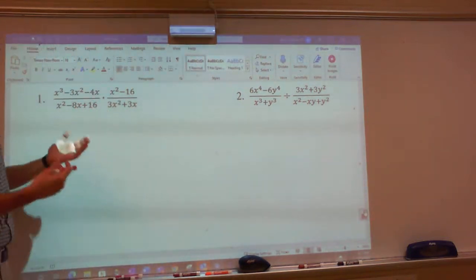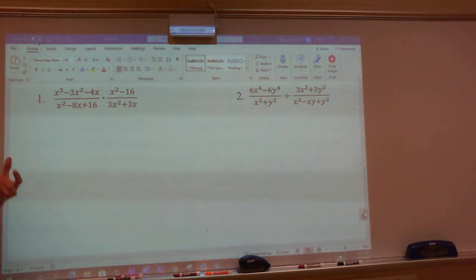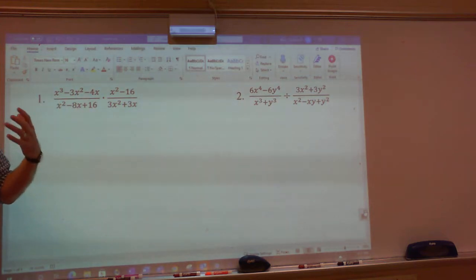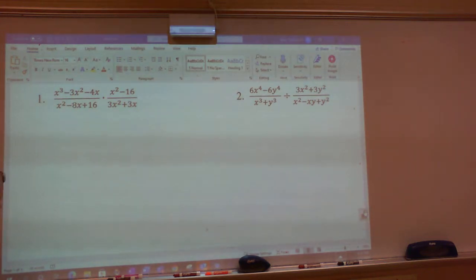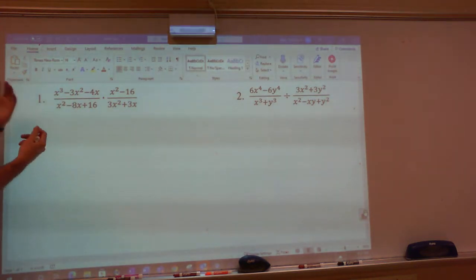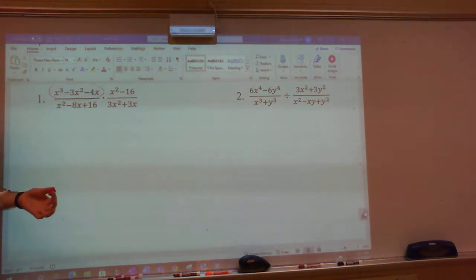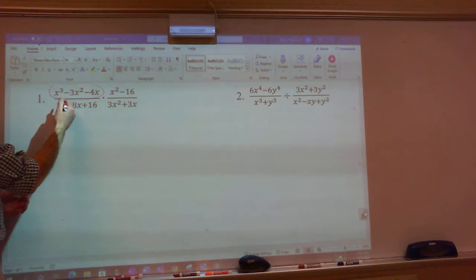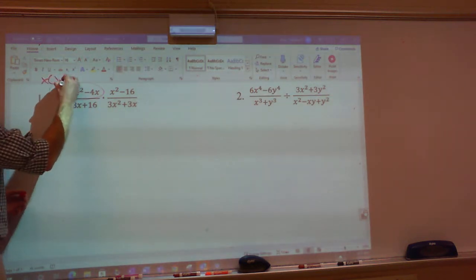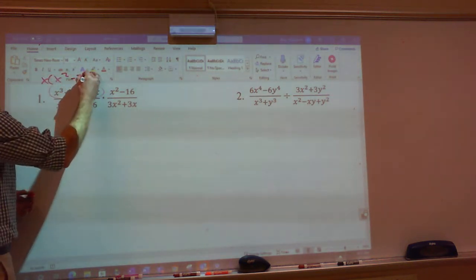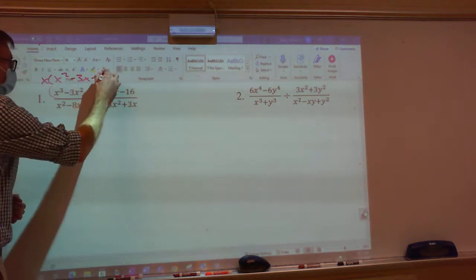So what do you do? You factor, right? That's what you do anytime you see fractions where you're multiplying and dividing. You factor. And you don't look at the whole thing. You look at this top part and say, well, what can I do? Well, I can factor an x out, and if I factor an x out, that's going to give me x squared minus 3x minus 4.